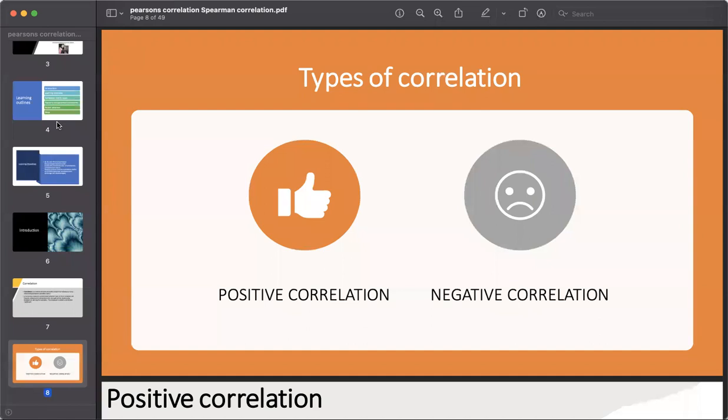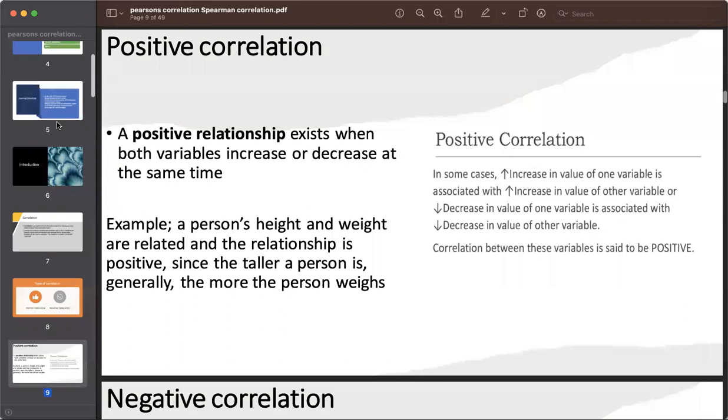There are two types of correlation, positive correlation and negative correlation. First, we will discuss positive correlation. A positive correlation exists when both variables increase or decrease at the same time. For example, a person's height and weight are related and the relationship is positive, since the taller a person is, generally the more the person weighs.